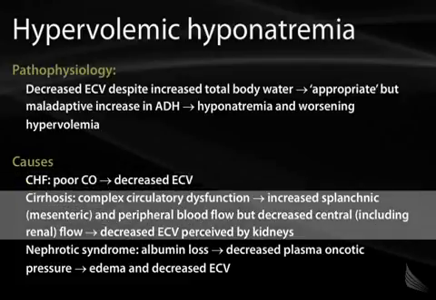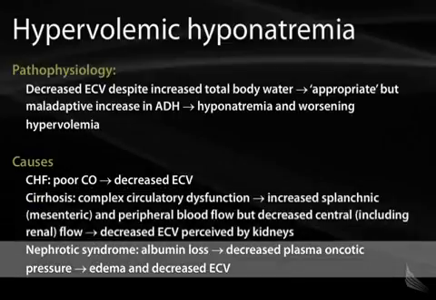Cirrhosis, or decompensated liver disease with ascites, leads to the stimulation of ADH through a complex circulatory dysfunction. Because of the inability to clear certain endogenous vasodilators, there's increased splanchnic and peripheral vasodilatation, which leads to decreased central, including renal blood flow. Once again, there is decreased effective circulating volume, even though total body volume is increased.